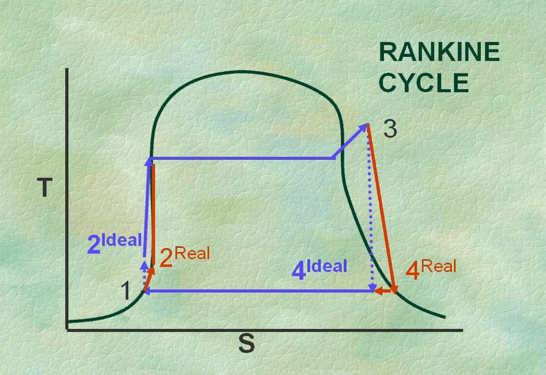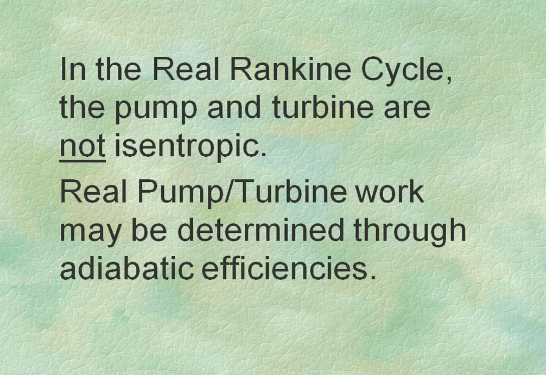Here's a real Rankine cycle. In a real Rankine cycle, what happens is in the pump the entropy increases a little bit, and also in the turbine the entropy increases as you go through the turbine, rather than this straight line down that we had for the ideal turbine. So you use the isentropic efficiency to calculate the real work, just as we did earlier with the Brayton cycle. So they're not isentropic. You have to use adiabatic efficiencies or isentropic efficiencies to calculate those works.